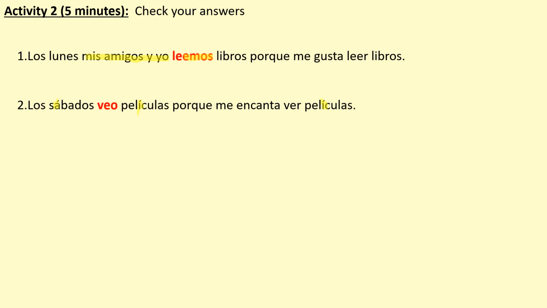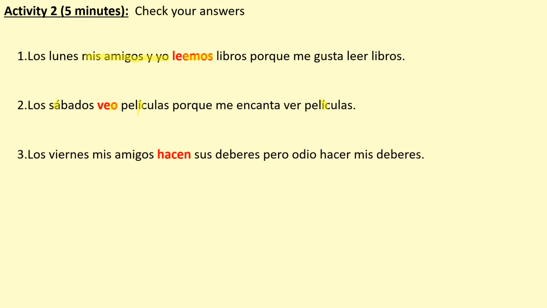Here we wanted the first person singular, the yo form, so it should have ended in O. 3. Los viernes, mis amigos hacen sus deberes, pero odio hacer mis deberes. So here we were referring to my friends who were doing their homework, therefore we want to say they do, and therefore it should have ended in en, so hacen.